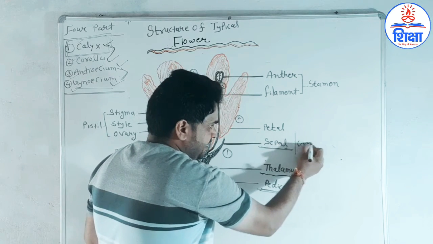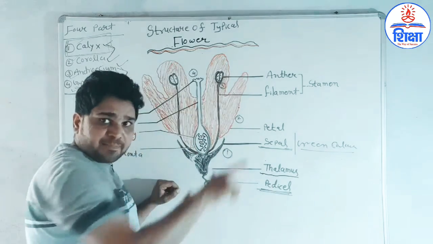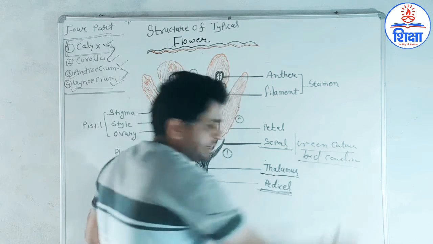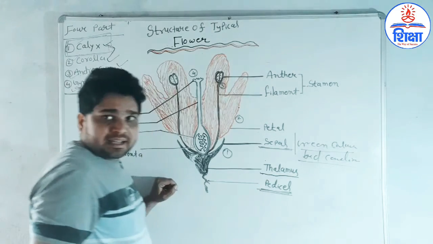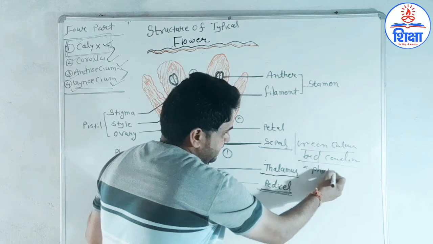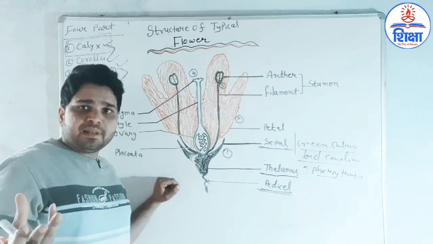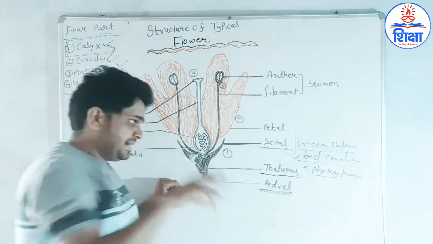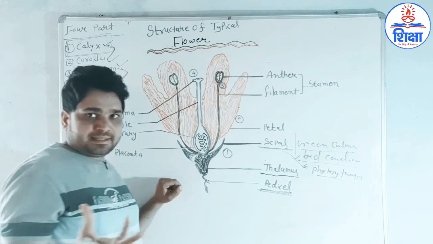It is green in color. And it protects the flower in bud condition. Students, the sepals are green in color, so they also take part in the process of photosynthesis. There are two functions of sepal or calyx. First, it protects the flower in bud condition, and second, it also takes part in the process of photosynthesis.